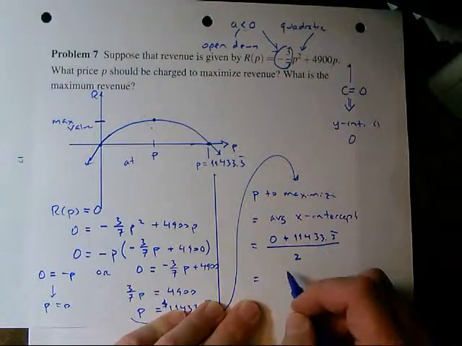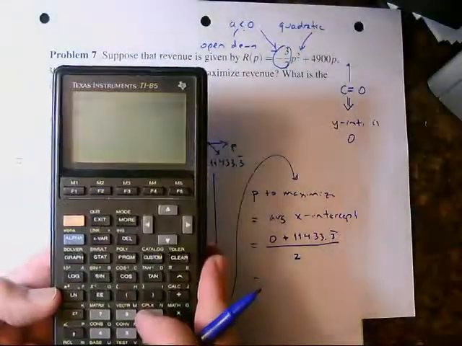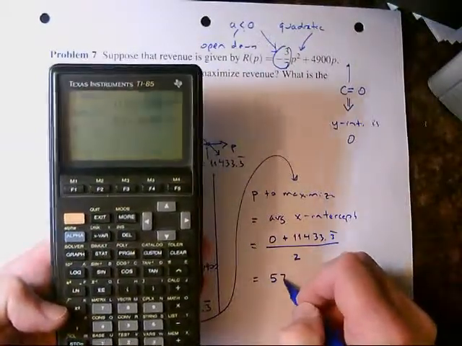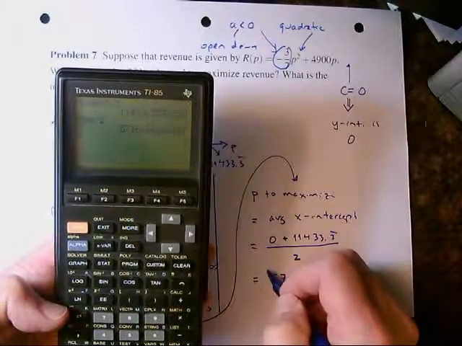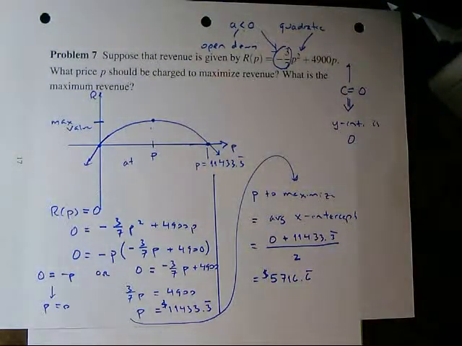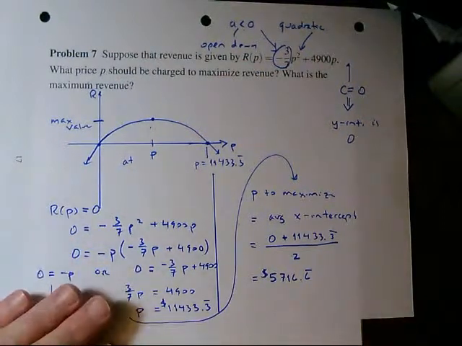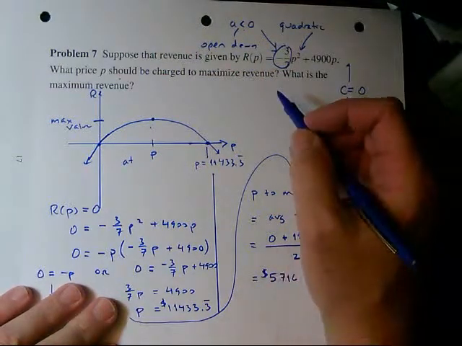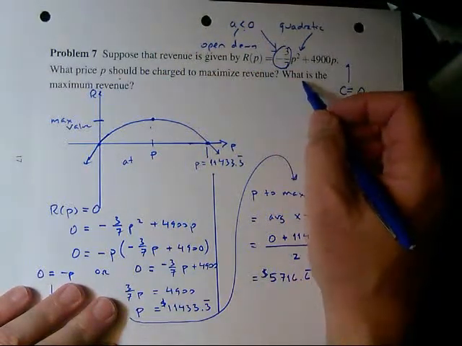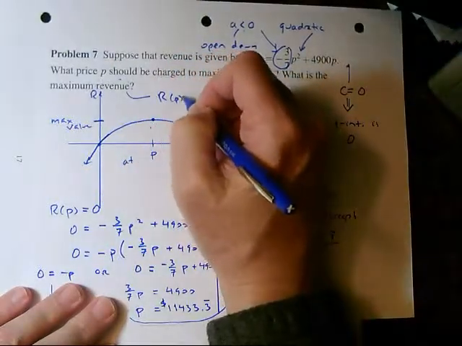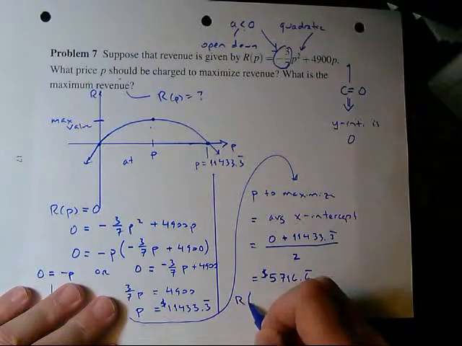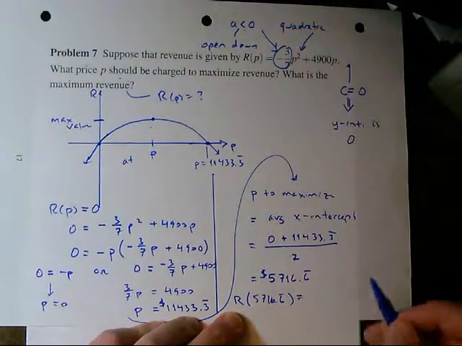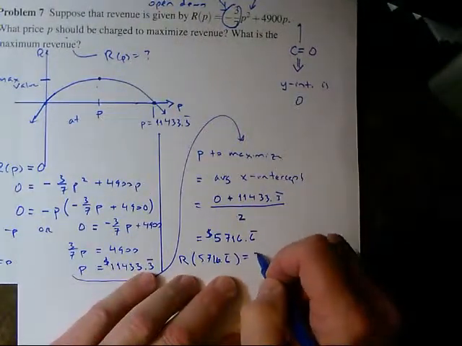That means the p to maximize will equal the average of the x-intercepts. So that will be 0 plus 11433.3 repeating divided by 2. I said plus, should write plus. So simply take the number that I have in the display, divide by 2, and get 5716.6 repeating. So that's the price that should be charged to maximize the revenue. So it tells what p is.